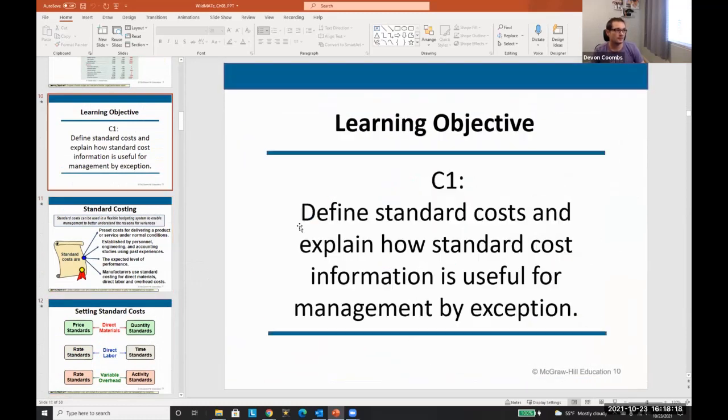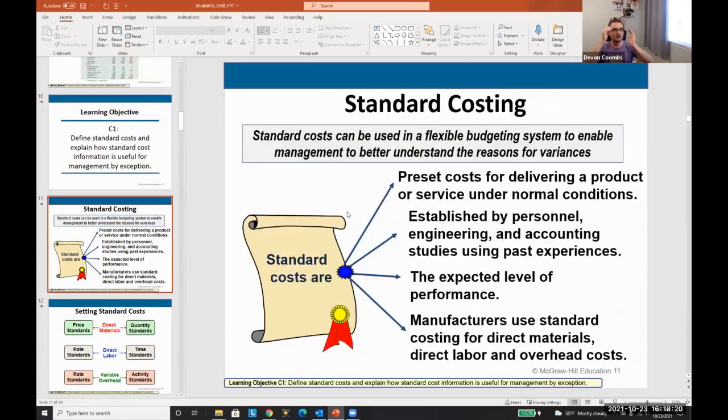So standard costing can be used in a flexible budgeting system to determine favorable and unfavorable variances. We need standard costing in a flexible budgeting system, which is one of the reasons it makes flexible budgeting more complex. So these are preset costs for delivering products: materials, established personnel costs, expected time levels, and expected levels of performance for creating products, and expected input levels.